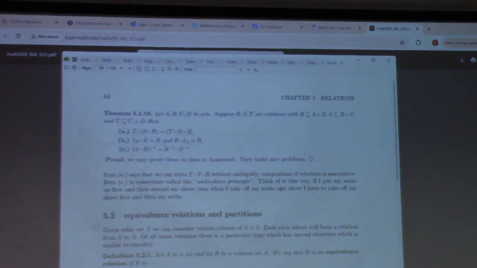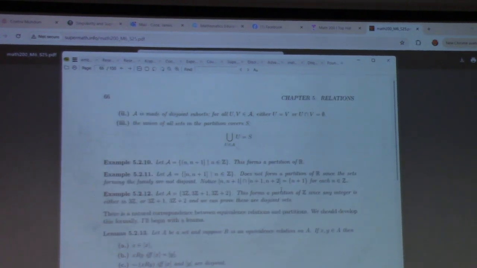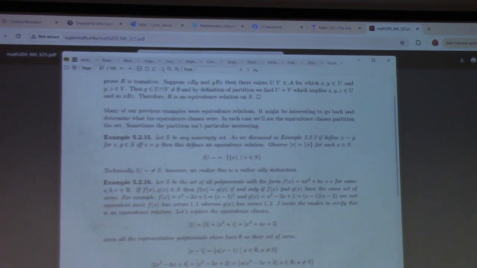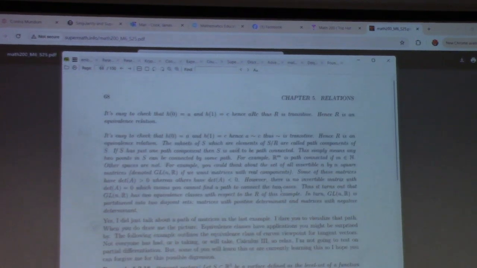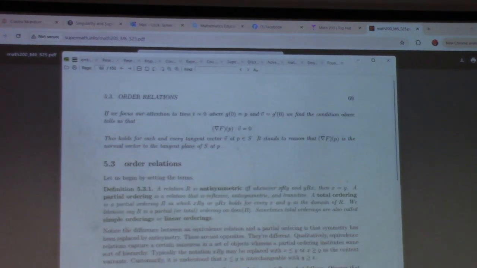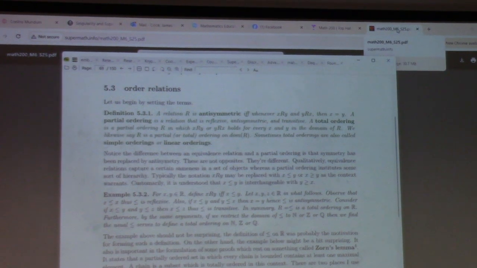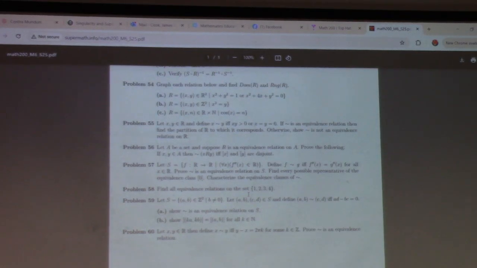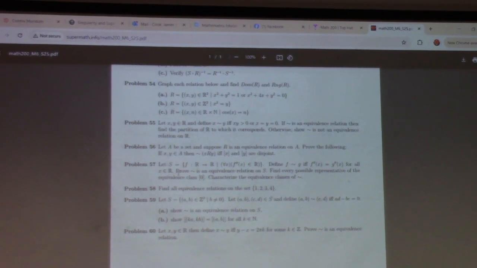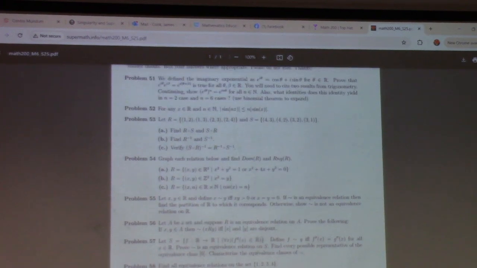So here we have equivalence relations. Some examples that I was just blathering about. There's more details there. Order relations, we'll come back to that in just a second. Here's your homework. The next homework. Let's look at this for just a second.